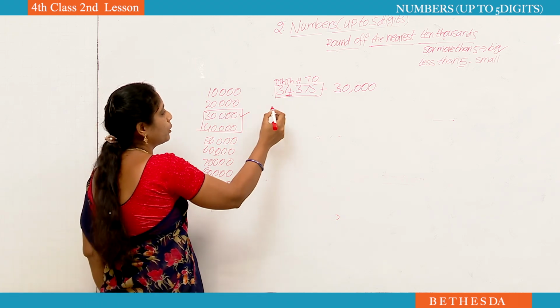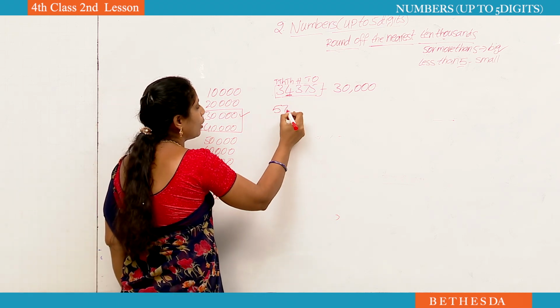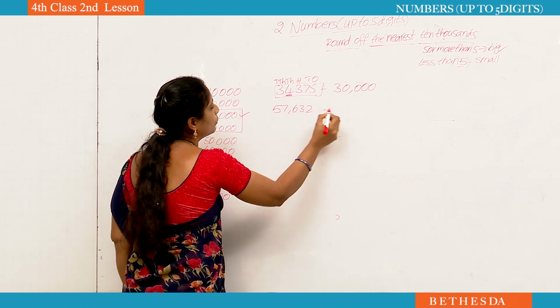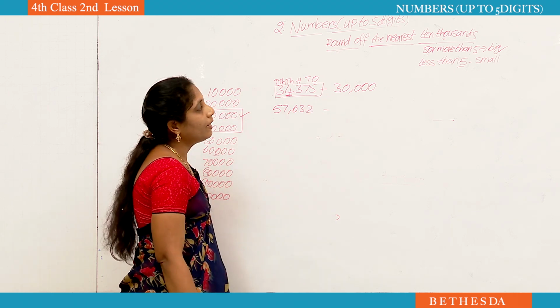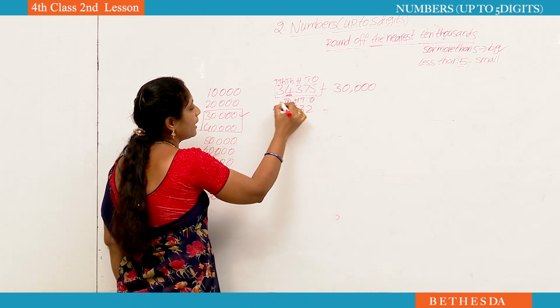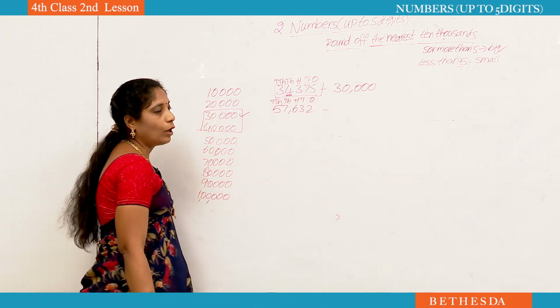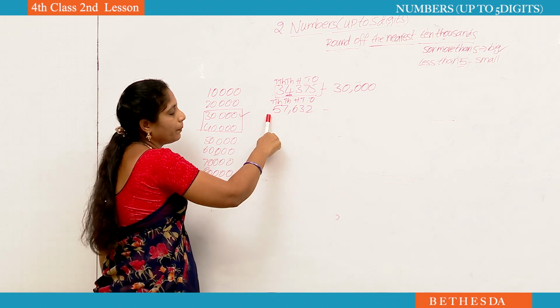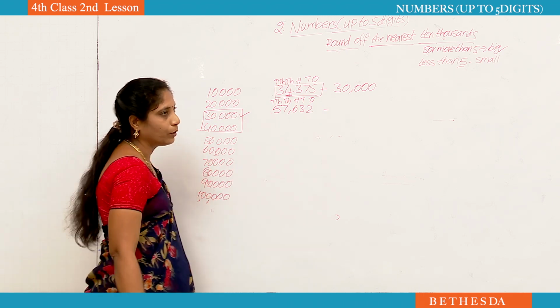Okay, I will teach one more sum. 57,632. We have to find out the nearest 10,000. Ones, tens, hundreds, thousands and 10,000s. We have to take the total number. Now what is the number? 57,632. Where will it be?